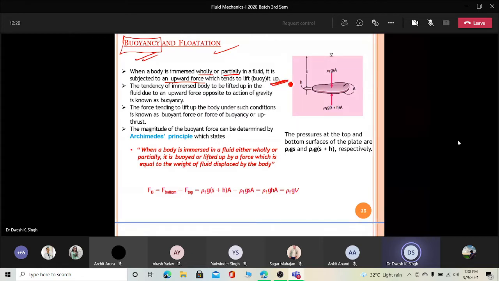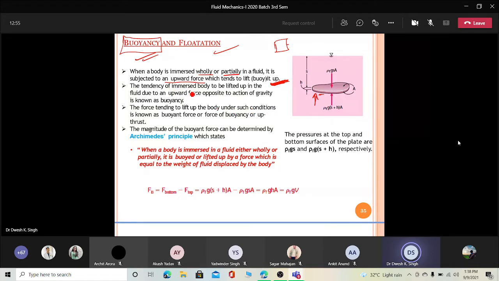And this is the reason why, if you immerse an object in a liquid, you will feel that its weight decreases due to the buoyancy force. When you insert this object, a buoyancy force acts in the upward direction. Buoyant force always acts in the upward direction. It never acts in the downward direction.